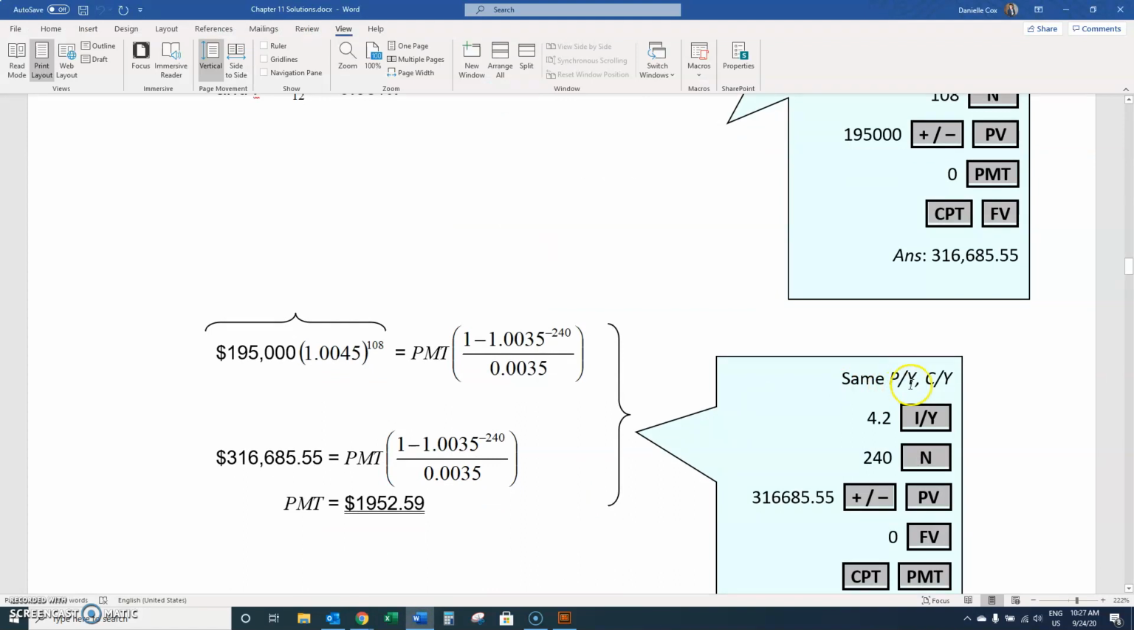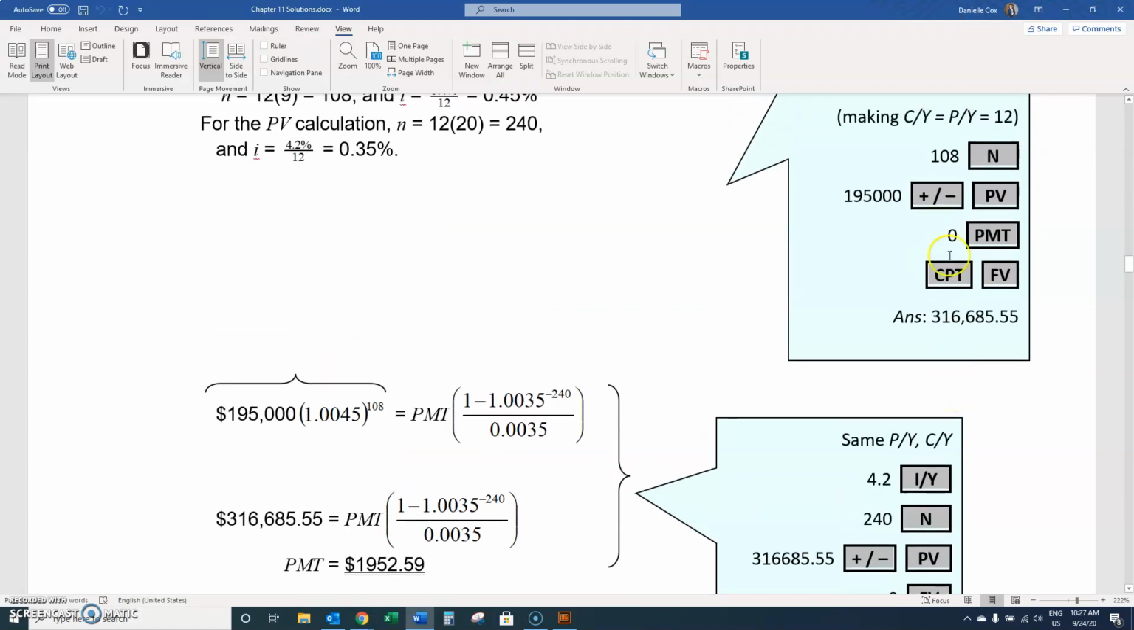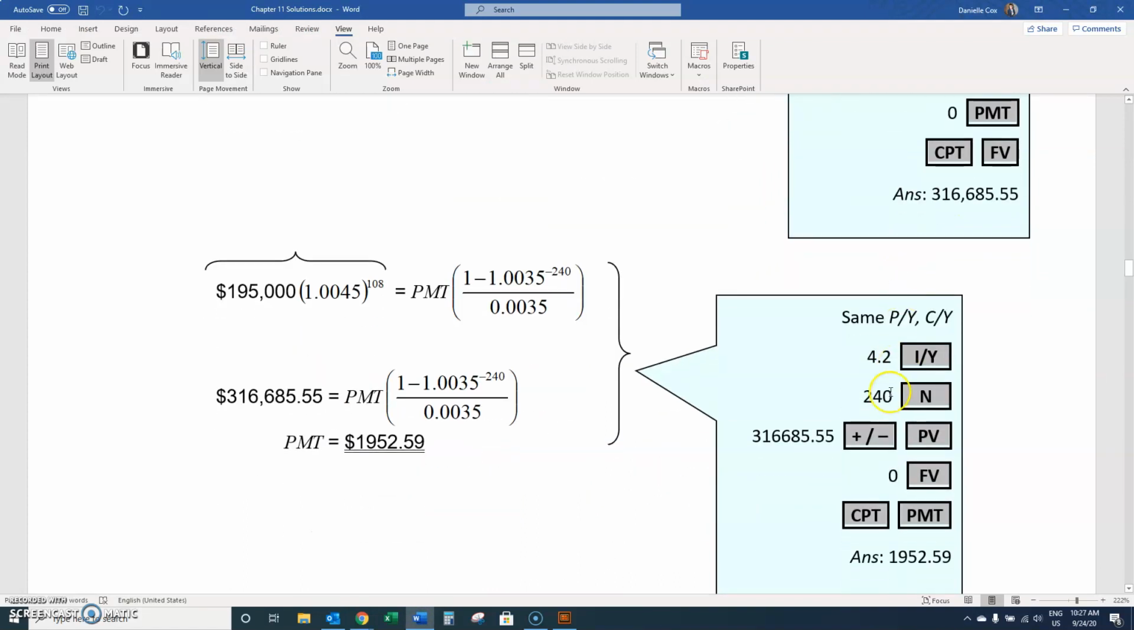So payment per year and compounding per year was 12, and that's what it was up here, so we can leave that the same. The interest rate has changed to 4.2. The number of payments was 20 years times 12 because it was monthly, so 240. The present value is what we calculated here. She's going to use these funds to purchase the annuity. Future value is 0, and an annuity is just a series of payments, so we're calculating the payment.